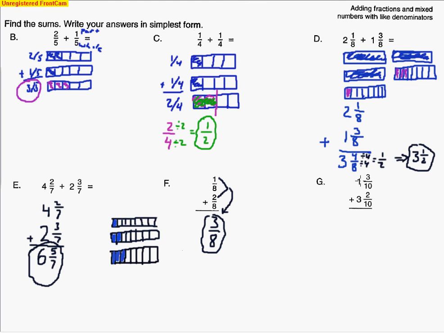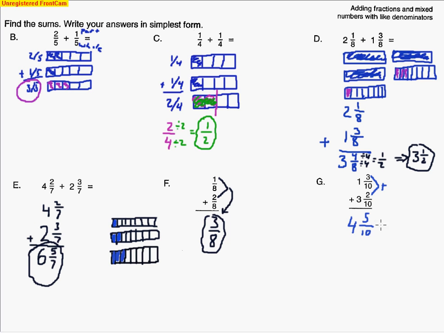Well, one more problem to try. We got 1 3/10. So 1 3/10. Let's see if we can do this without the bars. So 1 whole and 3 wholes. So that's 3 bars and 1 bar altogether makes 4 bars. And then we count up how many parts. Remember over here we had 1 part and here we had 2 parts. Well, here we have 3 parts and we have 2 parts. So we're adding those numbers together and we get 5 parts altogether out of a total of 10 parts.